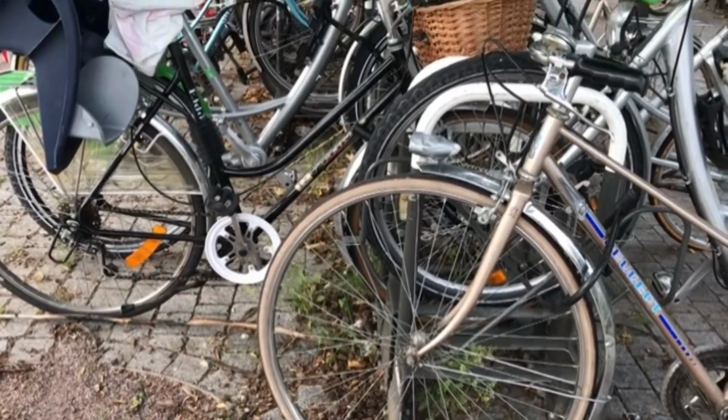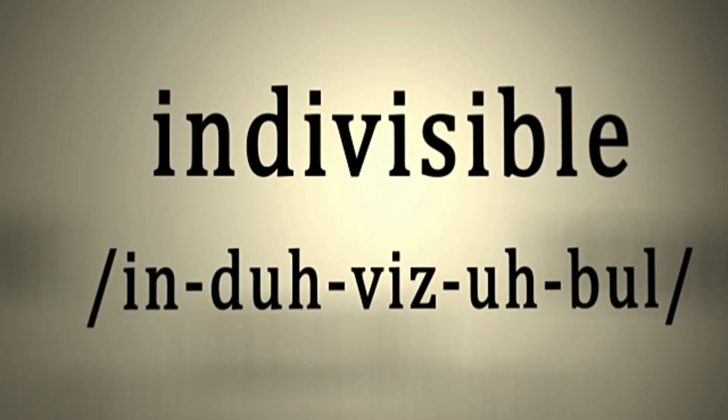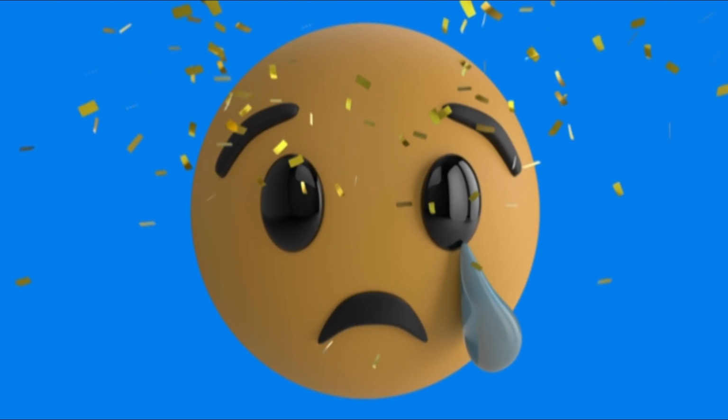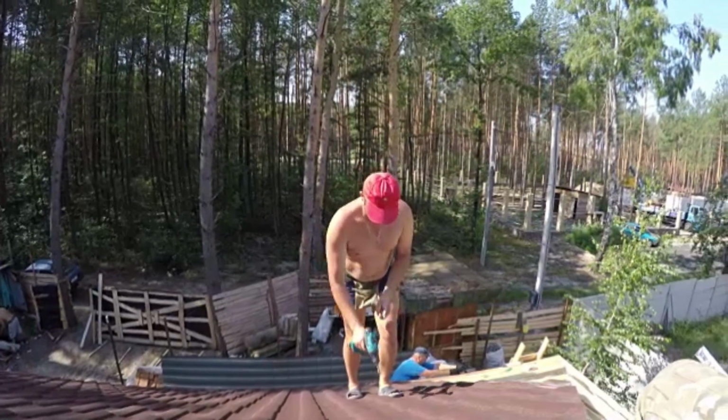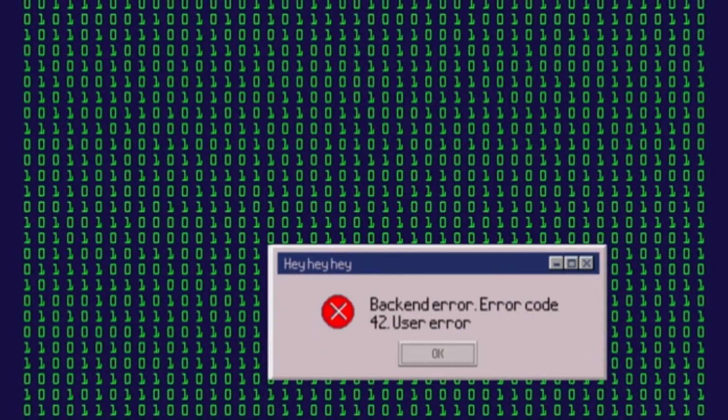Step 2. Break the problem into smaller parts. Big problems often contain many small issues. Divide the problem into sections. What are the causes? What are the effects? Who is involved? When and where is it happening?